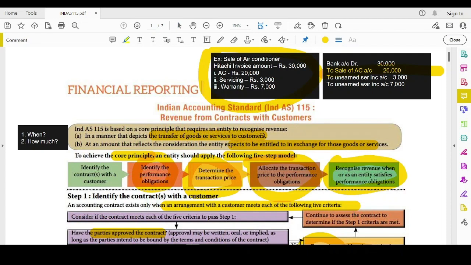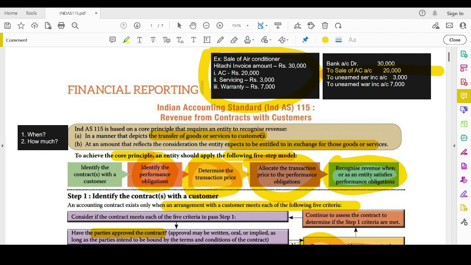So let's take a simple example. Let's assume an air conditioner is being sold. It has an invoice amount of rupees 30,000, out of which the AC constitutes rupees 20,000, servicing constitutes rupees 3,000, and warranty constitutes rupees 7,000. Whenever an invoice is raised, the transfer of the AC is completed, while servicing and warranty are for 2 years down the line, so they are not completed. So we will pass a journal entry: bank account debit 30,000, to sale of AC account 20,000 being the revenue component, to unearned service income account 3,000, to unearned warranty income account 7,000.